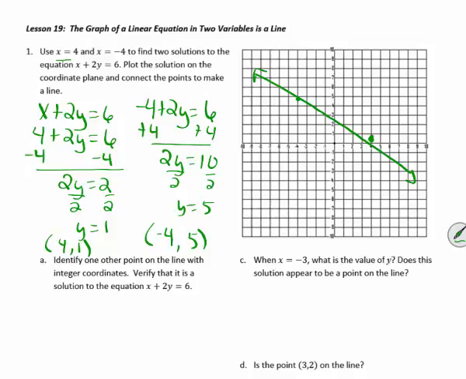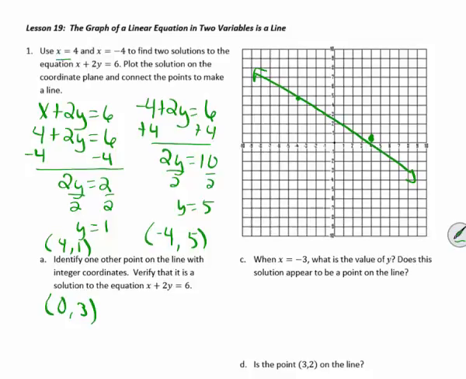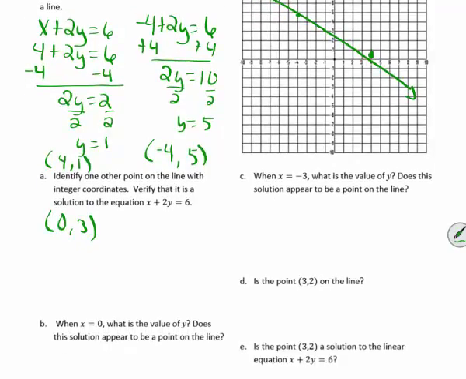Unfortunately, my graph is a little bit off, but it looks like the line is going to go through (0, 3). So I'm going to pick that one and try it. Verifying that it's a solution means I have to put those in. So 0 plus 2 times 3 equals 6. 0 plus 6 equals 6. So it works. It's a check.